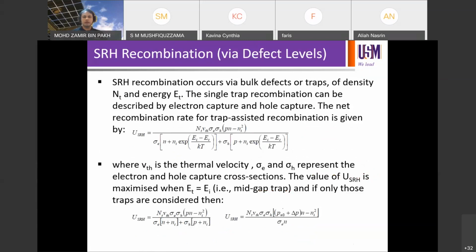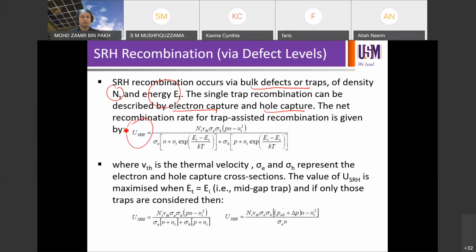It occurs via bulk defects or traps, right? The density of the defects is given by NT, and the energy level is ET. Single trap recombination can also be described by electron capture and hole capture, because what they are doing is capturing electrons or holes from the semiconductor material or from the device. The net recombination rate for trap-assisted recombination is given by this equation.